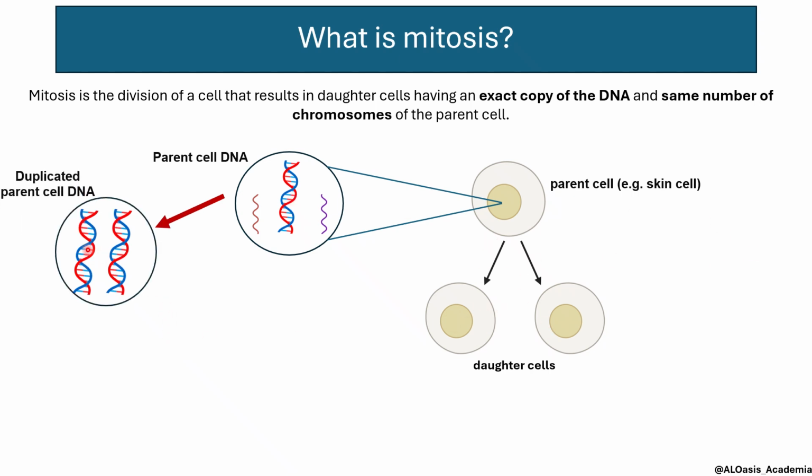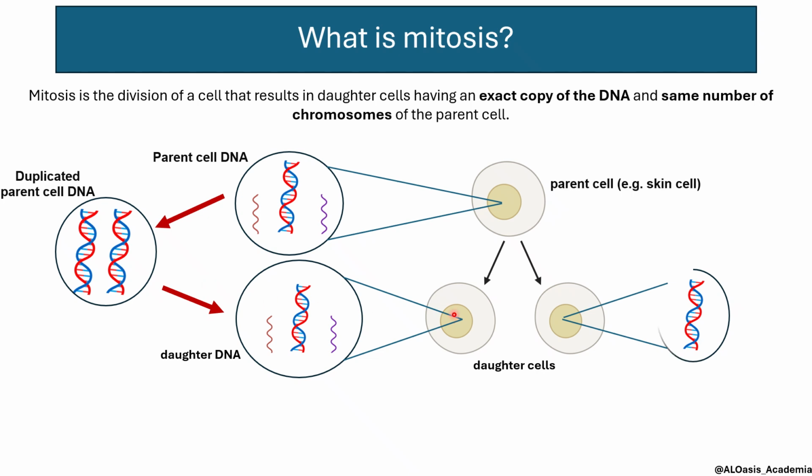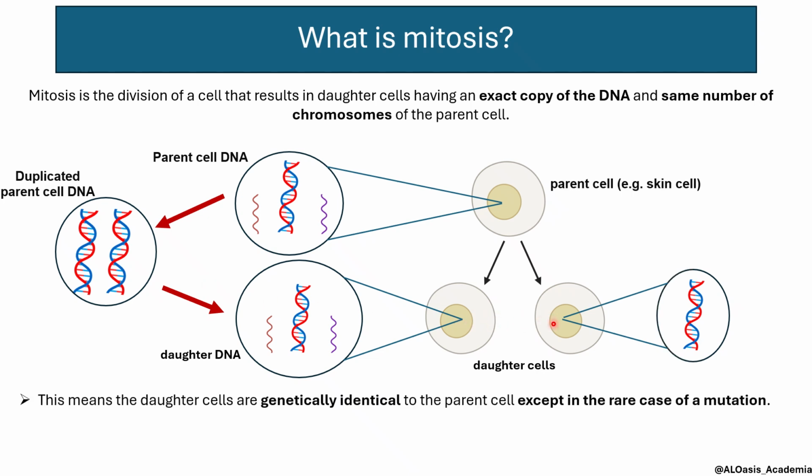They duplicate their DNA, which means that they would have twice the amount of DNA that they usually have when they are not dividing. Why do they duplicate their DNA? That's because the daughter cells would need to have an exact copy of the DNA. So the duplicated DNA will be split into two different cells. One DNA will go to this daughter cell, and the other DNA will go into the other daughter cell.